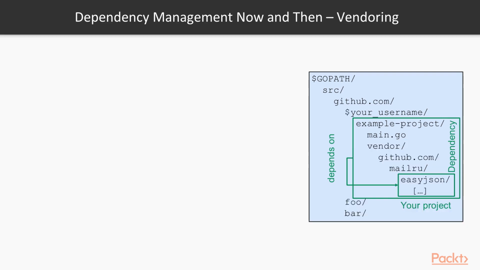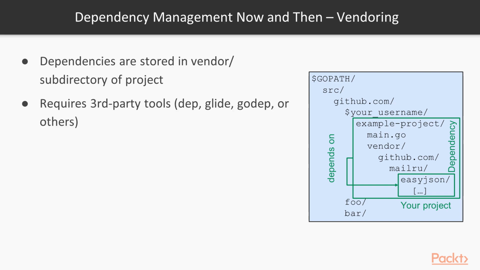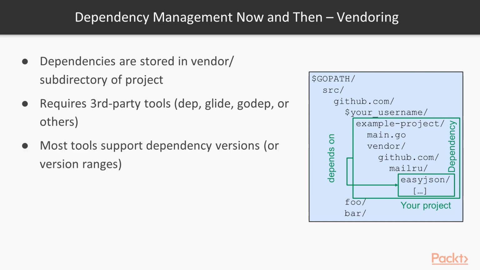In previous versions of Go, this was solved by vendoring. This describes an approach in which you copy dependencies of your package into a directory named vendor inside your own package. To make this process of copying dependencies easier to handle, there are multiple tools like, for example, dep, glide or godep that automate this process for you. This allows different packages to use different versions of a dependency, but still requires you to set up a central Go path directory on your machine.